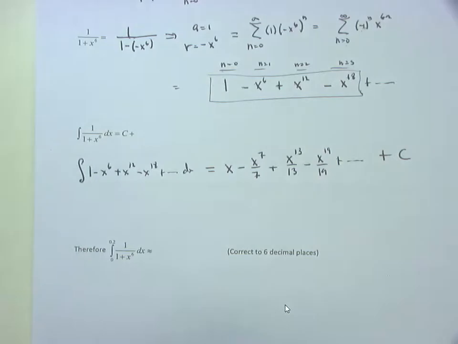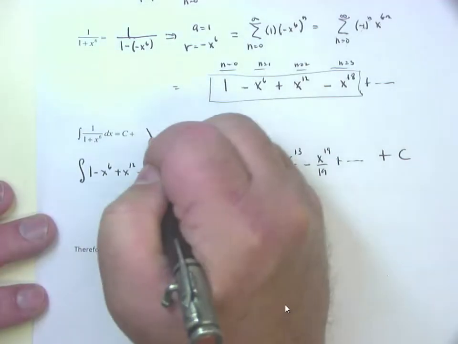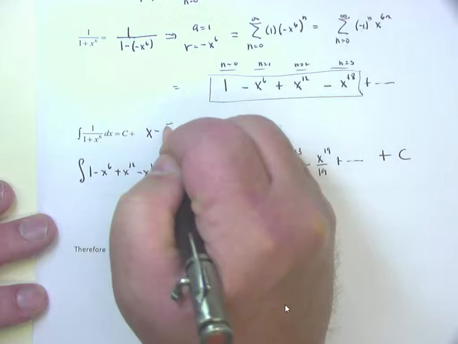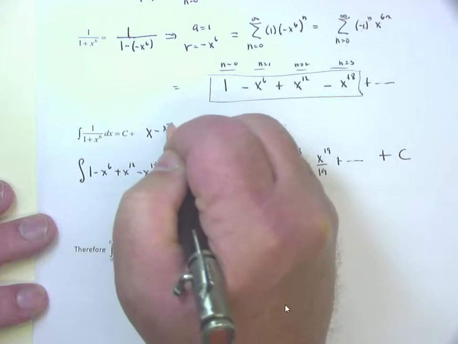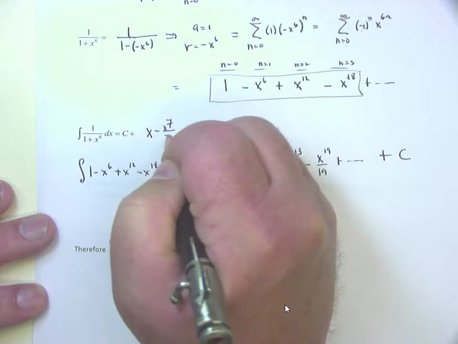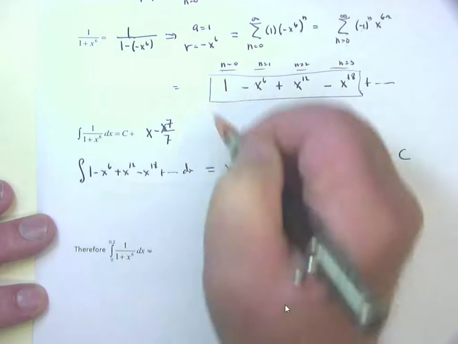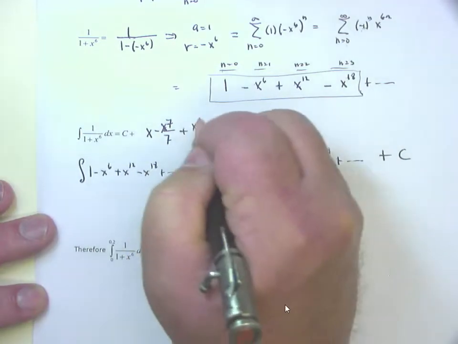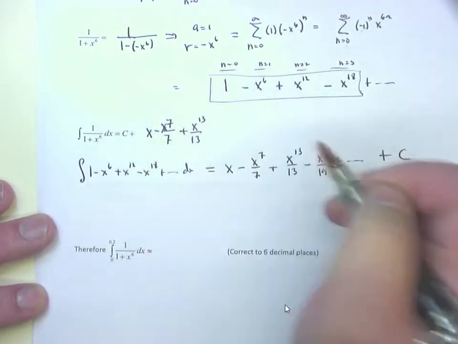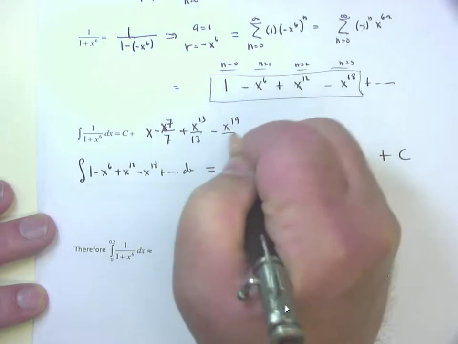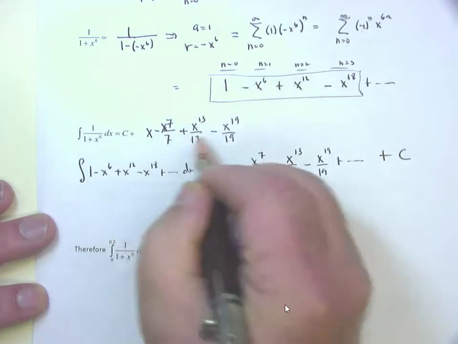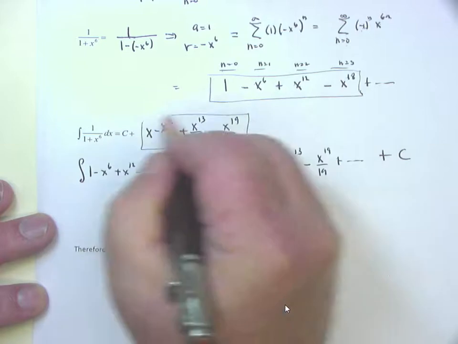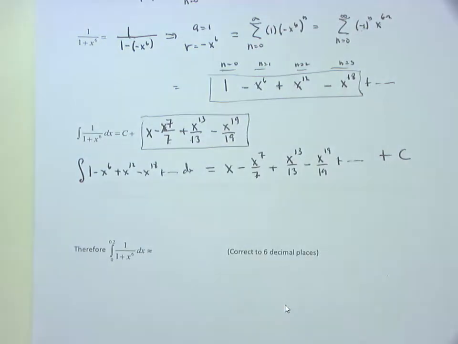So to enter this thing in on WebWork, you would type in x minus x to the 7th over 7 plus x to the 13th over 13 minus x to the 19th over 19. 1, 2, 3, 4 terms. This is what you would enter in on your WebWork. Does that make sense?